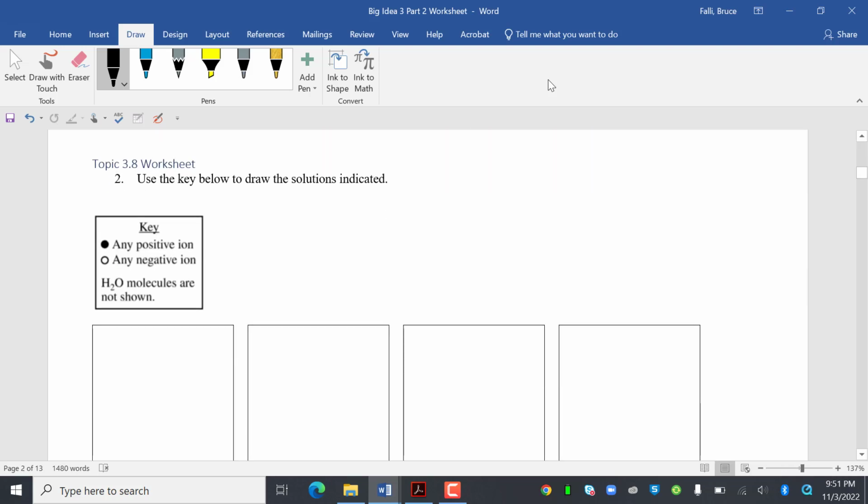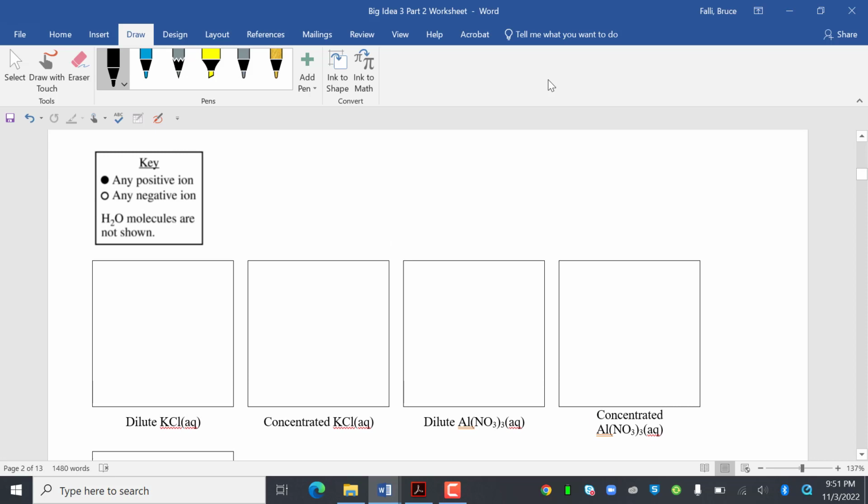Use the key below to draw the solutions indicated. Any positive ions, any negative ions, and we're not doing water. So any positive ion KCl would be filled in, circle, circle, filled in. So that's dilute, so there's not a whole lot of them. I'm going to actually make it look a little more mixed. Okay. Concentrated KCl. So this one in the same box, I had 3. So I'm going to put 6. 1, 2, 3, 4, 5, 6. And 1, 2, 3, 4, 6. So I just have more of them in there.